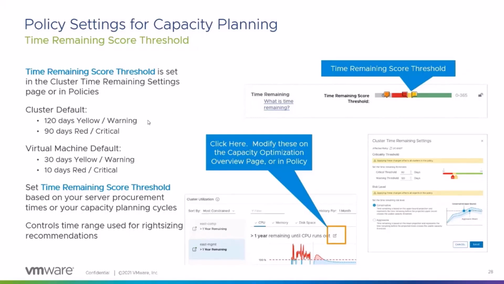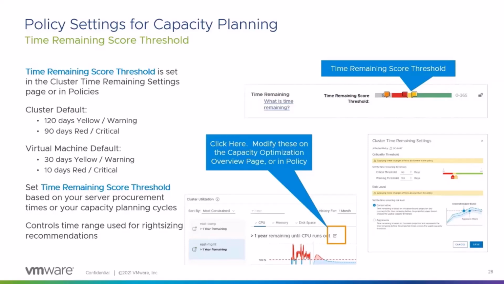So there are basically 2 different defaults worth pointing out. The first one is the cluster default. The defaults are 120 days for yellow, which is the warning threshold, and 90 days for red, which is the critical threshold. So you would want to adjust these to give you enough warning that you can go and buy new hardware. You can get the alert soon enough that you can buy hardware and get it online before you are out of capacity. So that's important to tweak from that perspective.